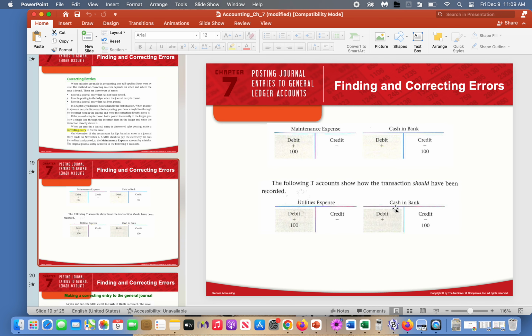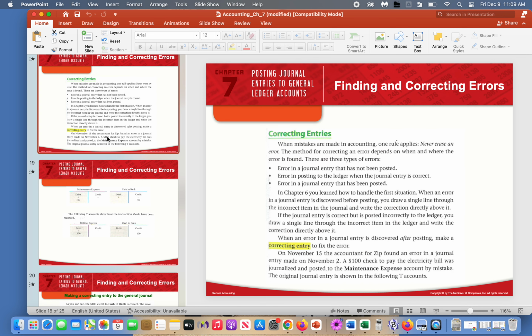There's so many times we debit the wrong account. Cash and bank was correct. We credited. Okay, so here's an example. And you're going to have this coming up here. On November 15, Zip found, or an accountant found, that Zip had a journal entry made on November 2nd. So on November 15th, they found the November 2nd error. $100 check to pay electricity bill.